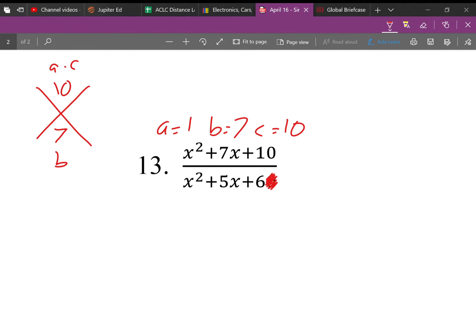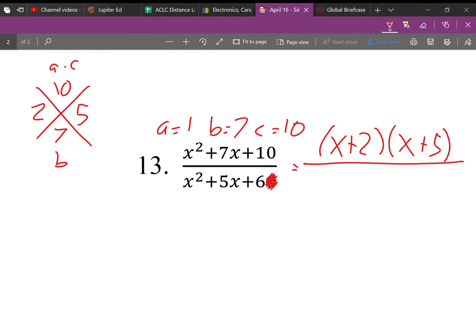There aren't a lot of ways to make 10. It's either going to be 1 times 10 or 2 times 5, or it doesn't factor. Well, on this one, 1 times 10 would give us 11 on the bottom, which you definitely don't want, but 2 times 5 does work out. 2 times 5 is 10, 2 plus 5 is 7, and since A is 1 here, that's all I needed to do to factor. I end up with x plus 2, x plus 5.